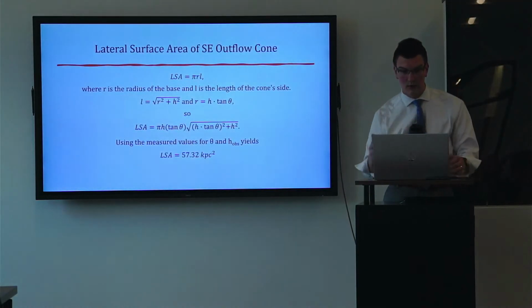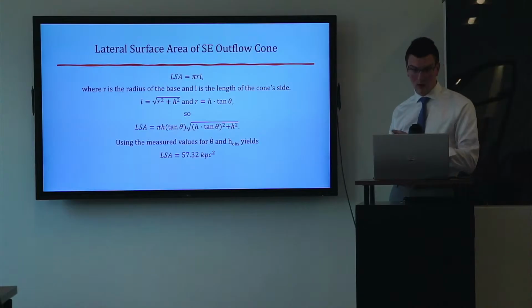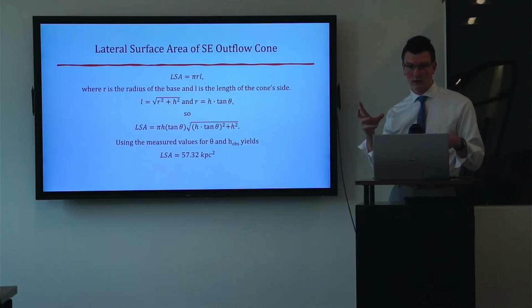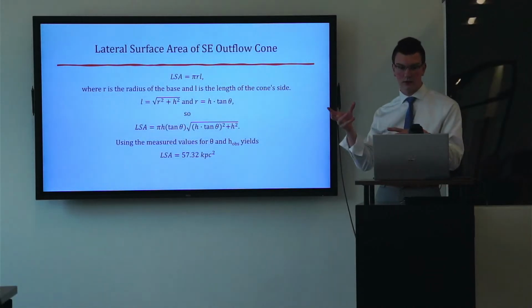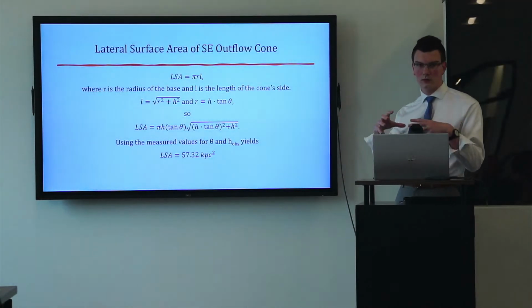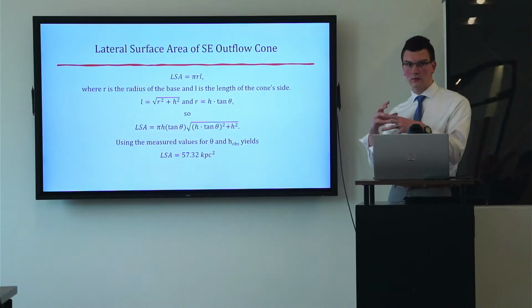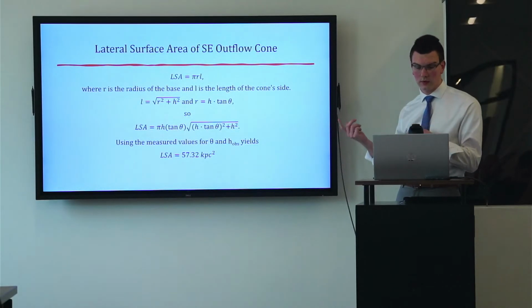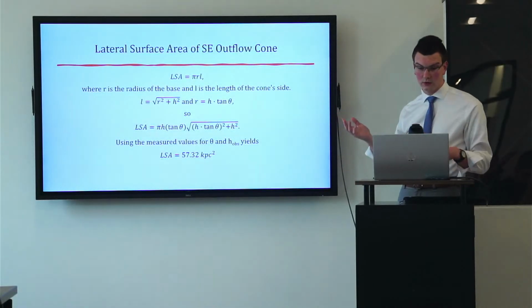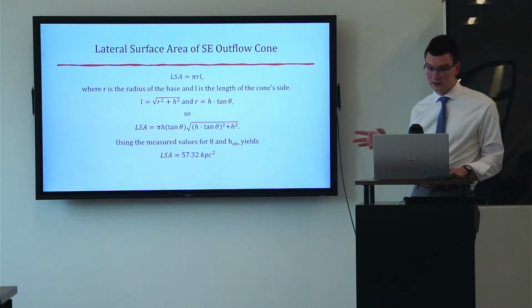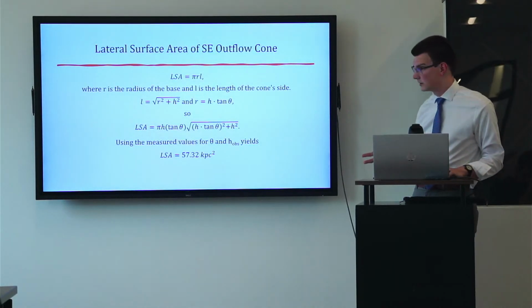subject. Firstly, the lateral surface area. So just taking the equation for the lateral surface area of the cone, rearranging it to have it based on the variables that I had values for, and then plugging those in yielded a value of about 57.32 kiloparsecs squared.